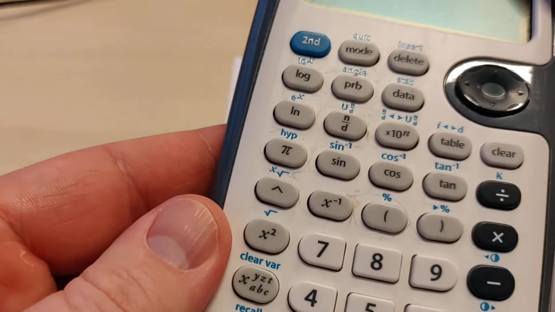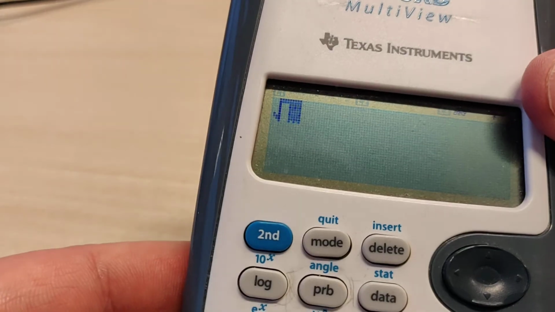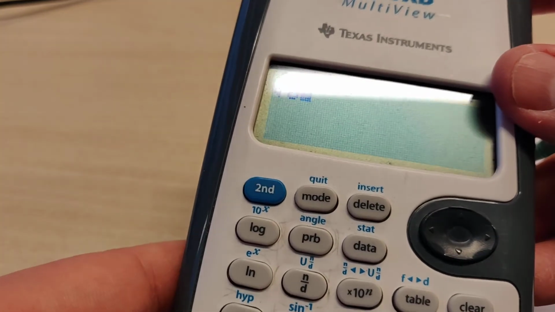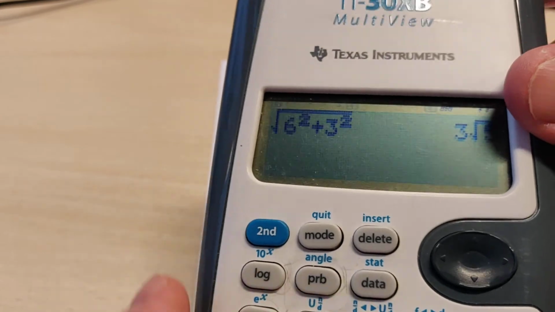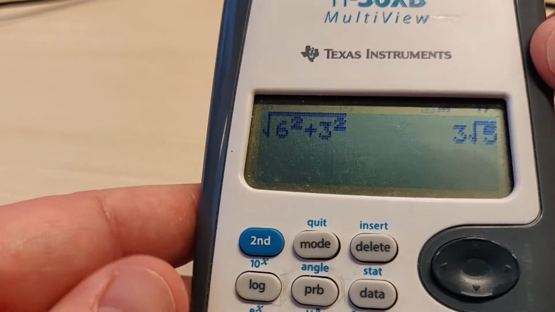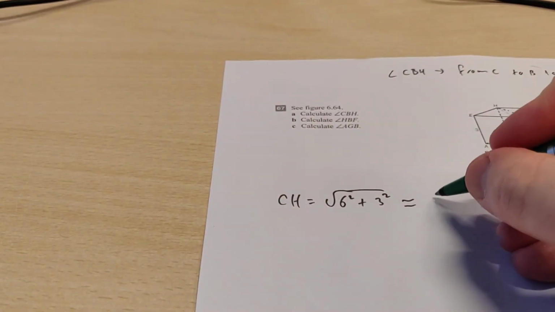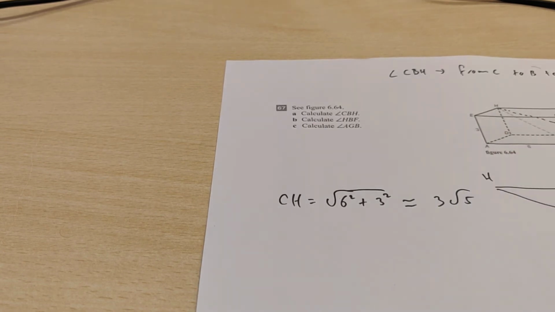So we want to do the square root of 6 squared plus 3 squared, and the nice thing about this calculator, of course, is that it gives you an exact answer. The exact answer is 3 times the square root of 5. So I'm going to write that down over here.